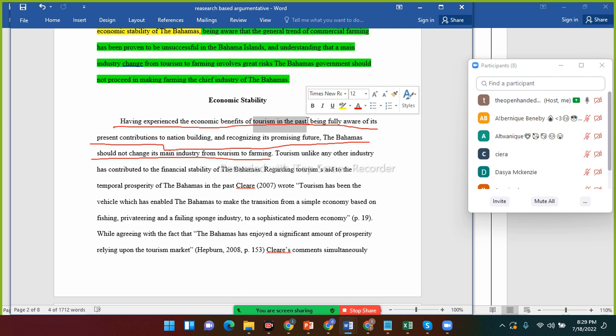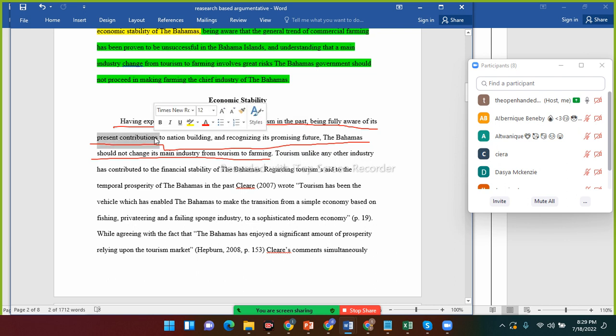And then, of course, you're going to see how I talk about it in the present, and then I'm going to talk about how it's going to help in the future. So I basically tell my reader, hey, I'm going to talk about how tourism helps in the past, present, and future. I line it up right there, tell them exactly what I'm going to do. And so the first thing I talk about is how tourism helps in the past.